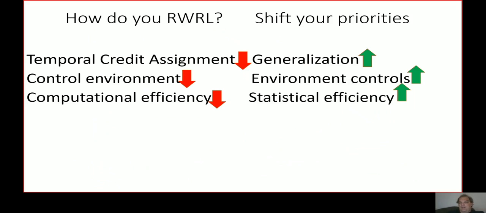Computational efficiency is the key limiting concern in a simulator because you have as many samples as you can compute. But in the real world, statistical efficiency is the greater concern because you only have the samples that the real world gives you. And so you must use those samples to achieve the greatest impact that you can.